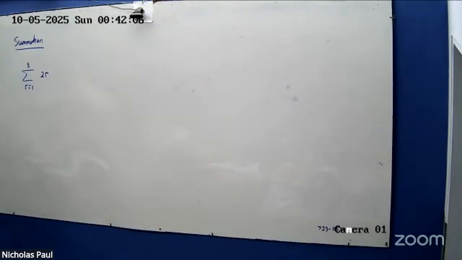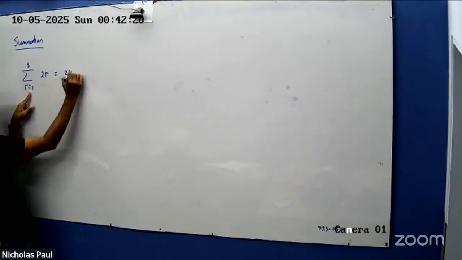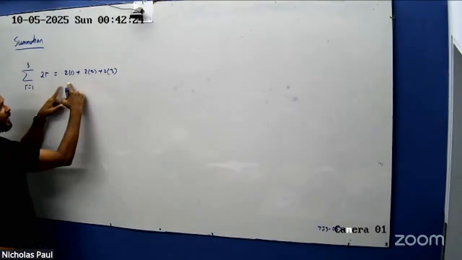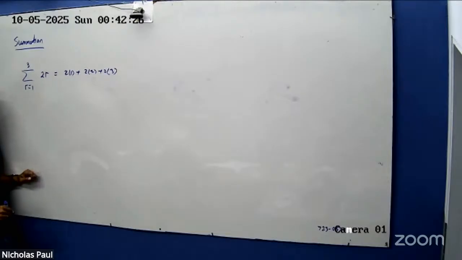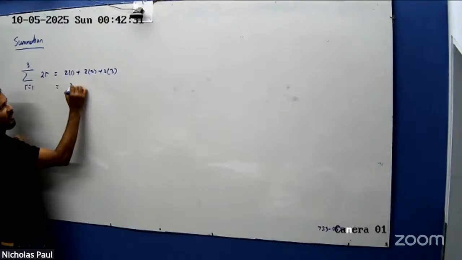Right, yes. So what does this mean again? This means the summation as R goes from 1 to 3 of 2R. All it simply means is that I am summing up as R goes from 1 to 2 to 3. I'll sum these things up. That's okay? That's all this means, right? So that'll be 2, 4, and 6. That's 12.